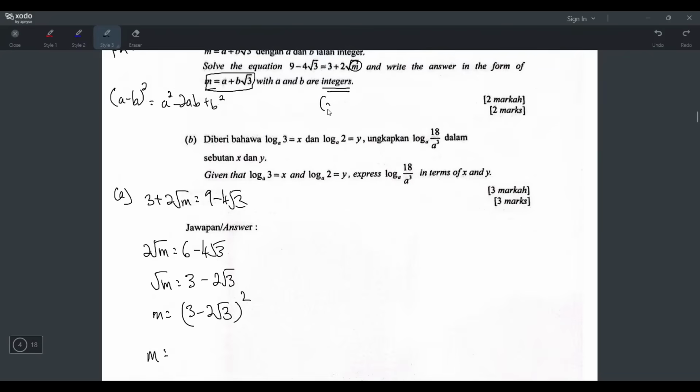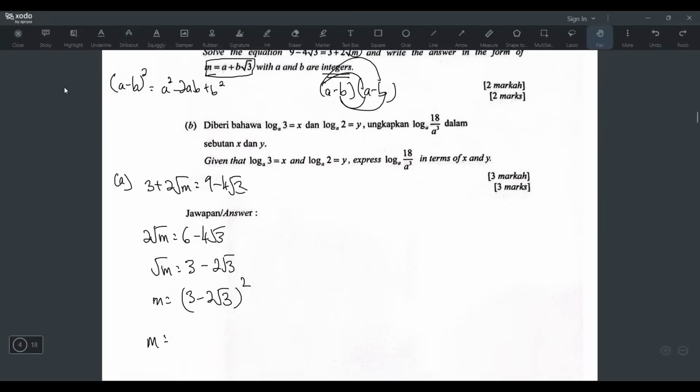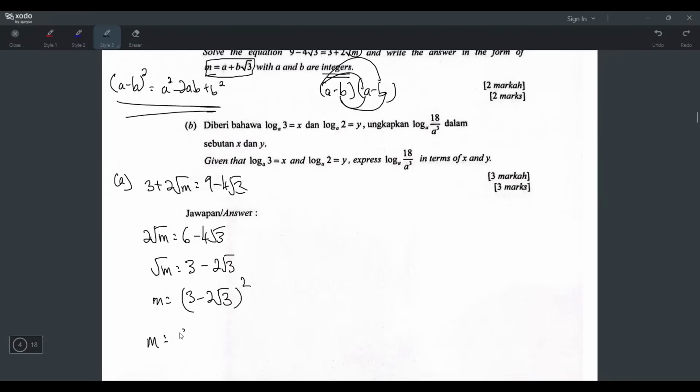Of course, you can do it slowly. The slow way is a times negative b, like that. If you do like that, you will get this also. But usually I will just do it fast by applying this. So your a is 3. So first step is 3 squared, which is 9. And then next step is negative 2 times ab. So I will find out the ab first. a times b is 3 times negative 2 square root 3, which is negative 6 square root 3.